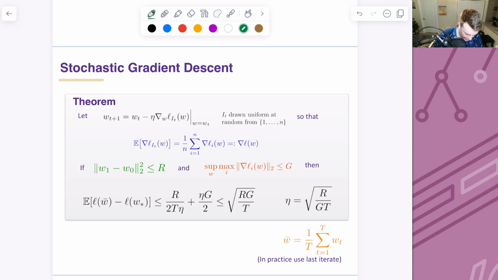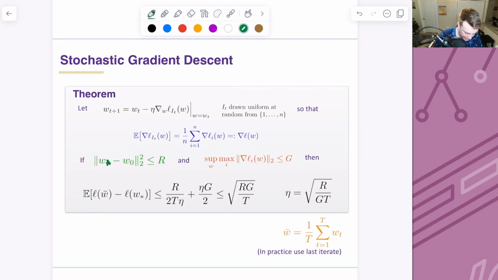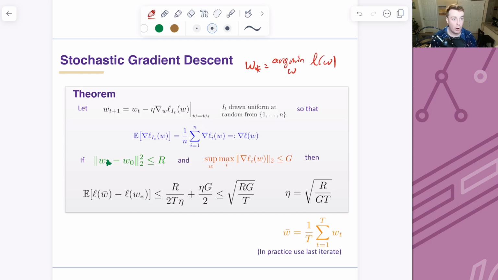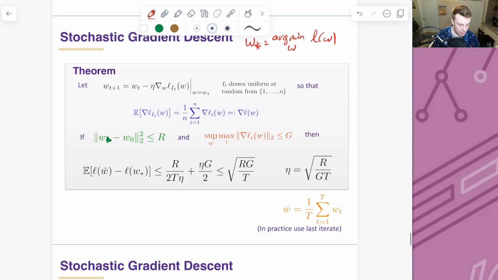So for this first one, there's a typo here. This is supposed to say W star, where W star is the true minimizer of our overall loss. This is the sum over all data points of the average loss on each point. Let me try to write this out nicer with my smaller pen.